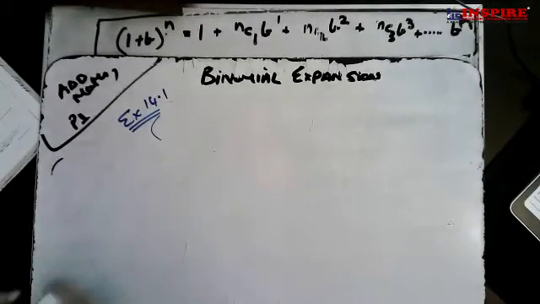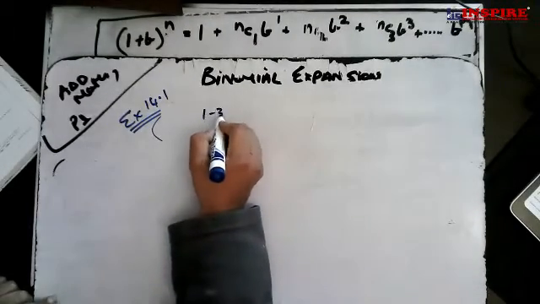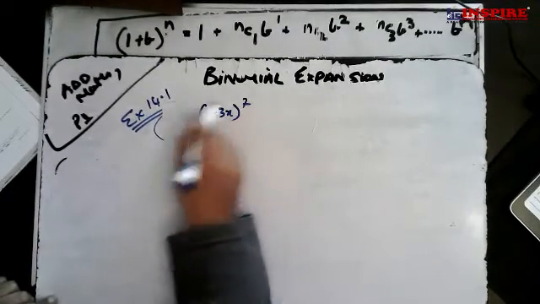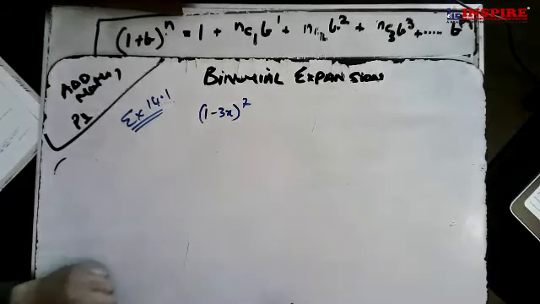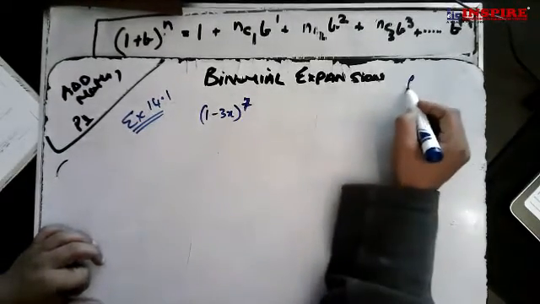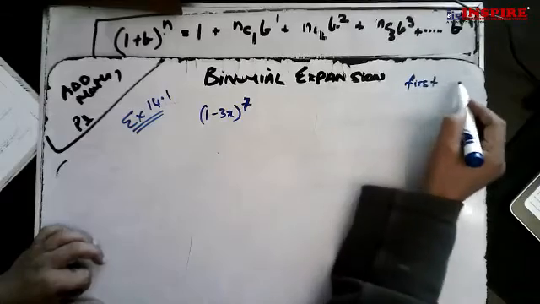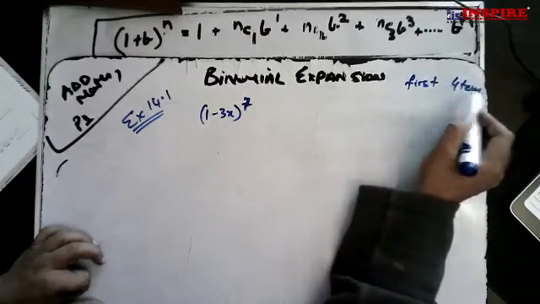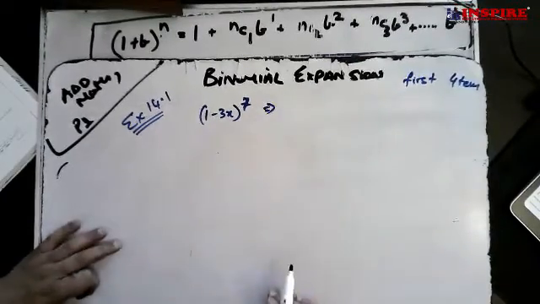1 plus 1 minus 3x to the power of 7. Start. Do this yourself. I want only the first 4 terms. Okay, first 4 terms.